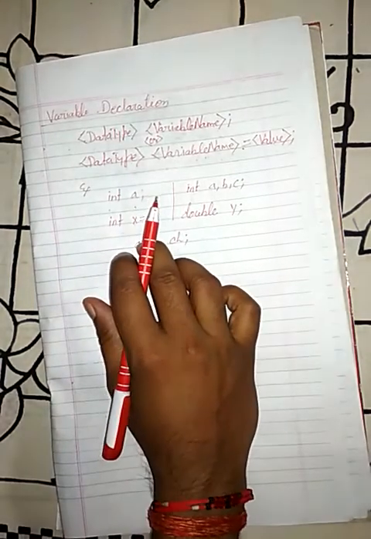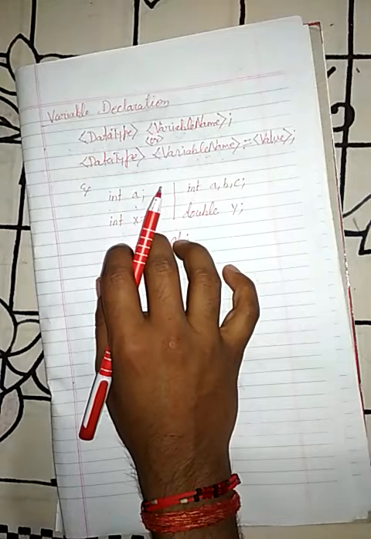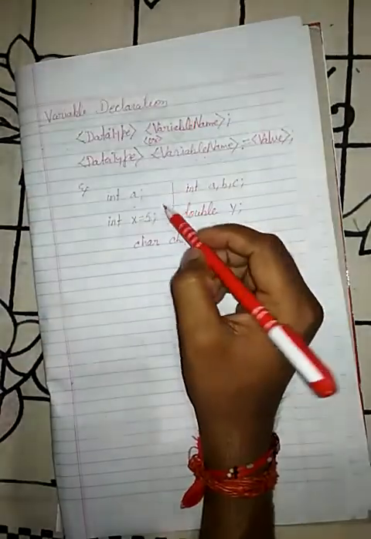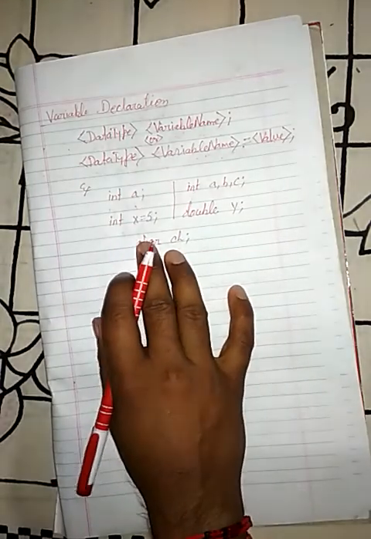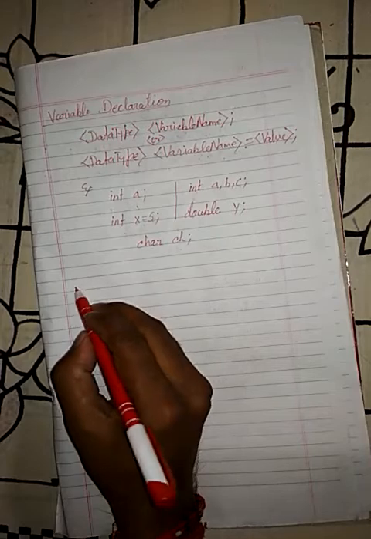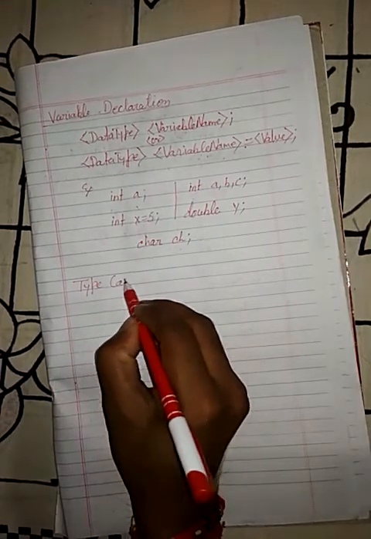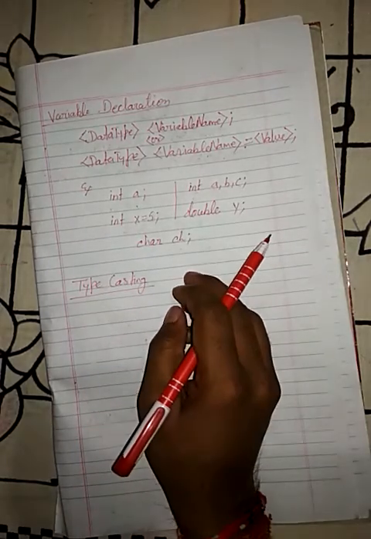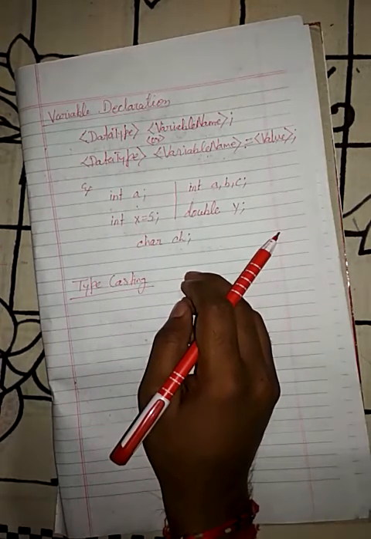Hello class. In the last video I told you about variable declaration, how you can take a variable in your program. Today I am going to tell you about typecasting. This typecasting is also known as type conversion.